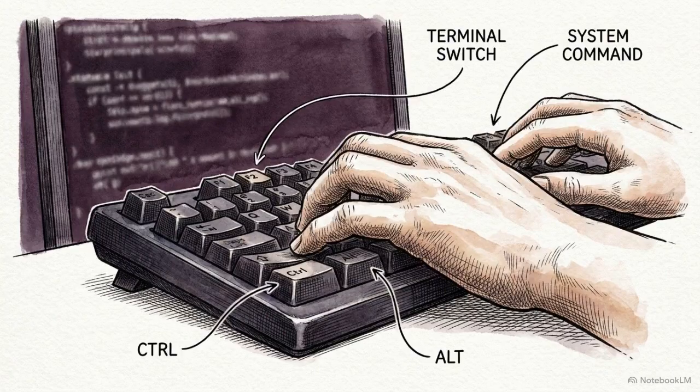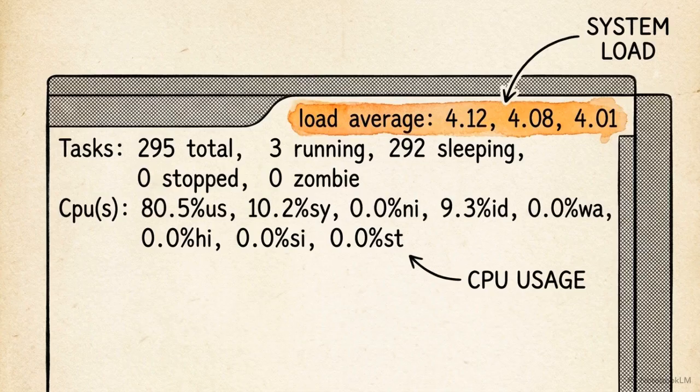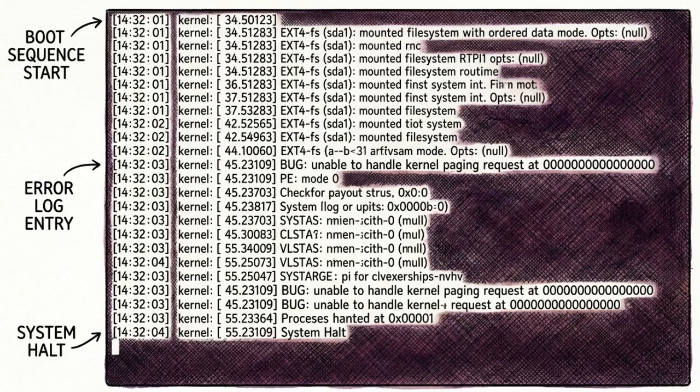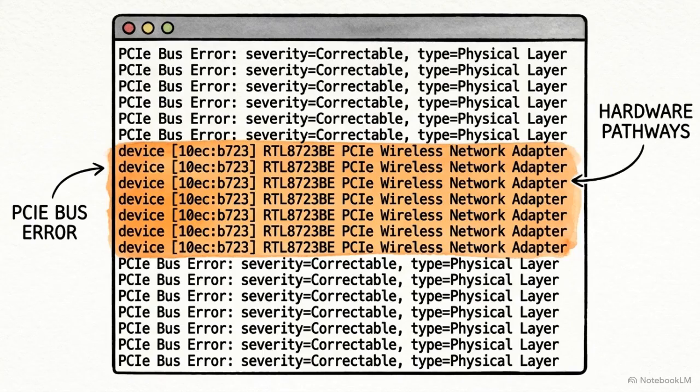When the graphical installer freezes, press Ctrl-Alt-F2 to switch to the background TTY console. Run the top command to check the system load. A load average exceeding 4.0 confirms the processor is being completely maxed out. Now use dmesg | tail to see the kernel's most recent activity. This repetitive wall of PCIe warnings points directly to a Realtek Wi-Fi module as the source of the system stress.